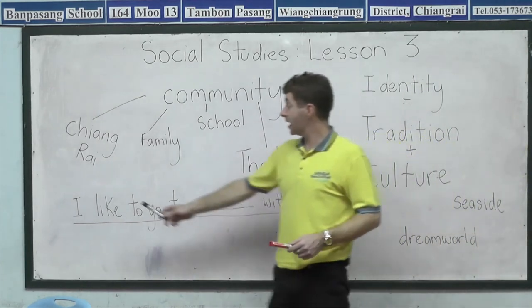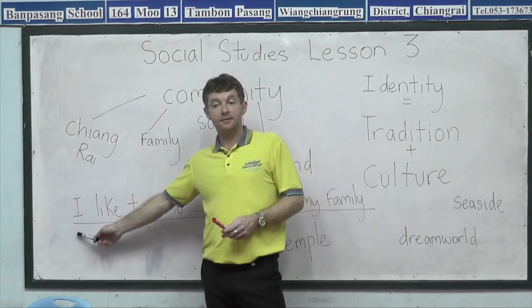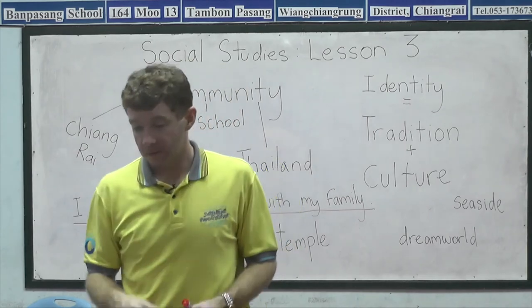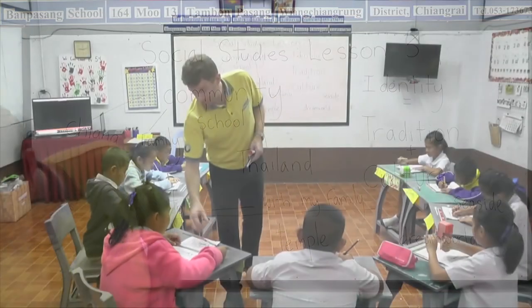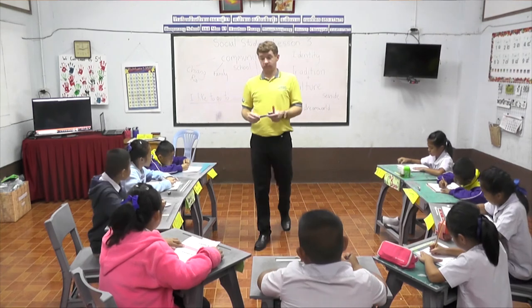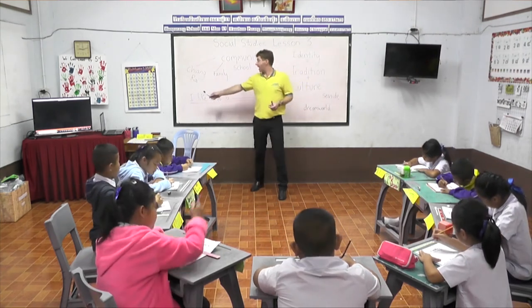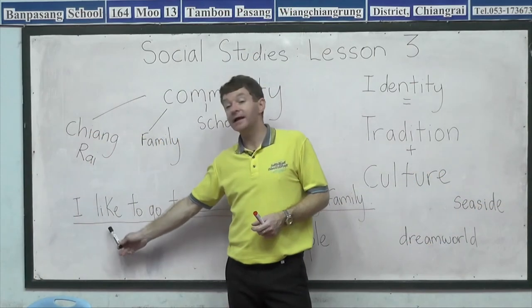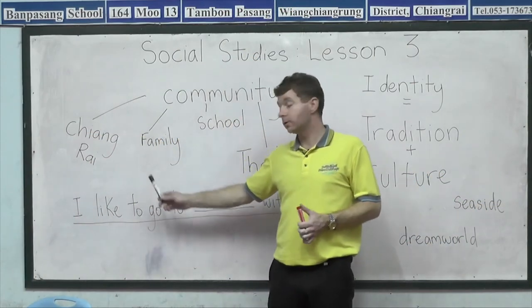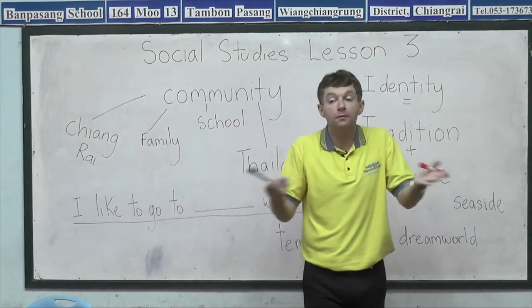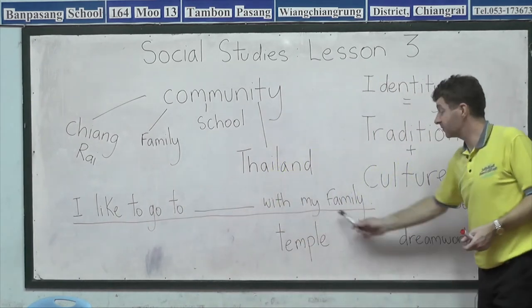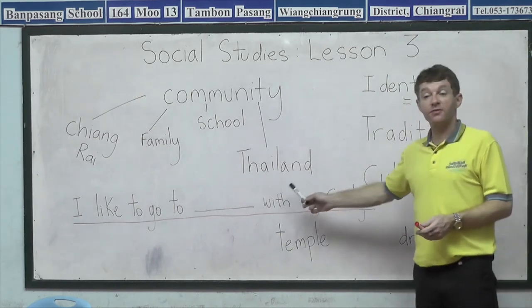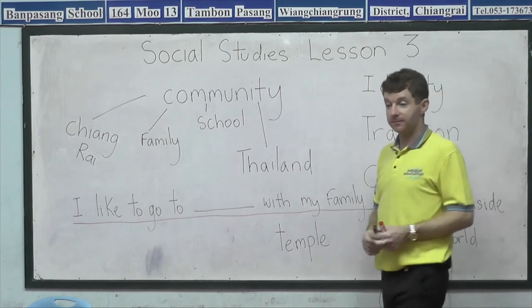Ready? It's okay if you write I go to or I like to go. I go to Dream World is fine. Or you can say I like to go to Dream World, Temple, Seaside with my family.